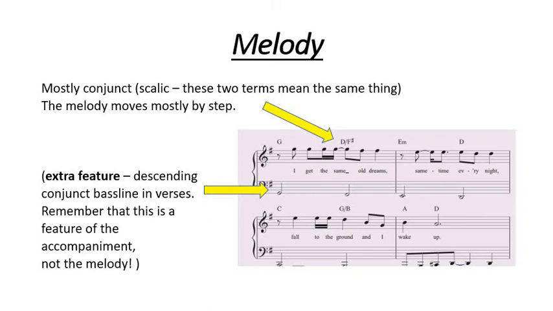And I've just added, now remember this isn't part of the melody, this is part of the accompaniment, but it's just notable as I've got this example of the music here, that there's just a little extra feature of this descending conjunct bass line in the verses. But remember that is part of the accompaniment, not the melody. But I just thought it was relevant for this picture.